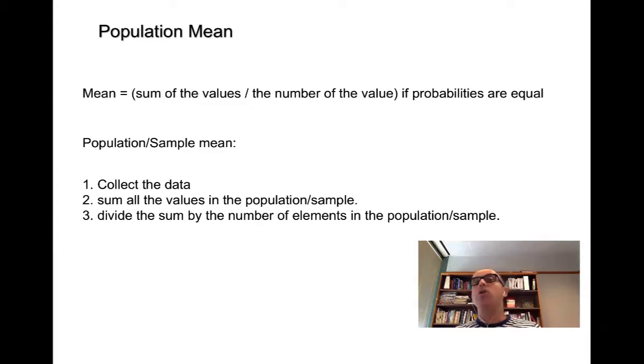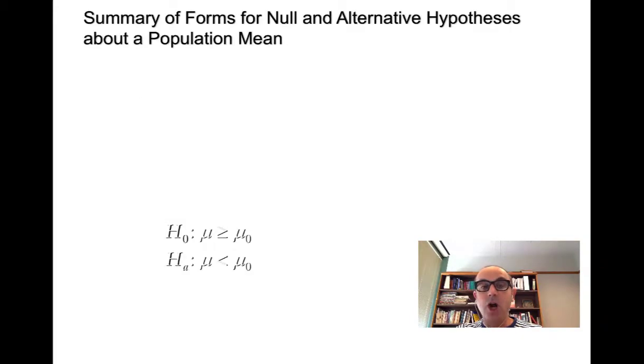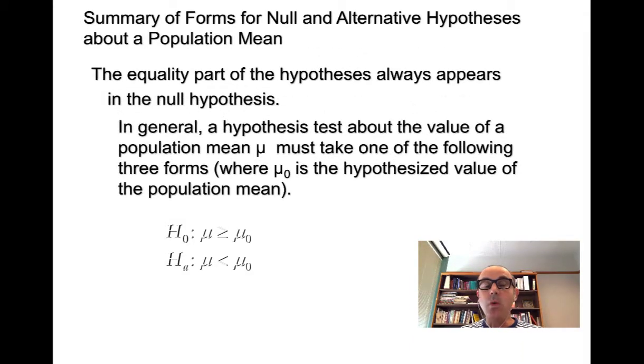Now we need to start talking again about the population mean. The mean, again, if we summarize it, is the sum of values divided by the number of values, if possible, equal. So for the population and the sample mean, we collect the data, we sum the values in the population and the sample, we divide the sum by the number of elements in the population and the sample, and compare the population mean versus the sample mean. Okay, so we have the terminology. Now we can apply that to our hypothesis.